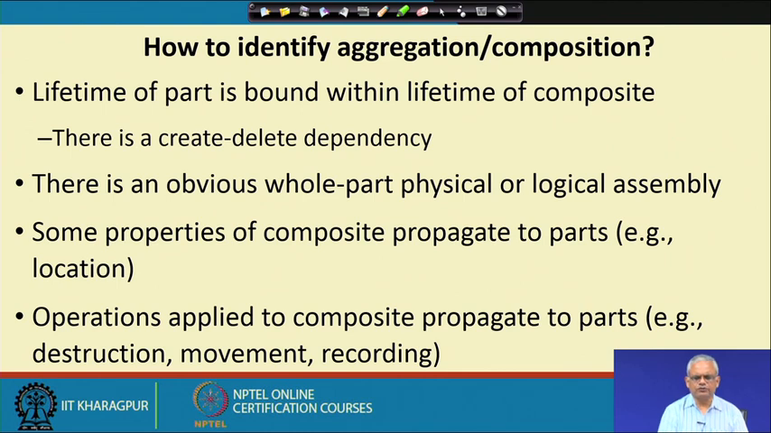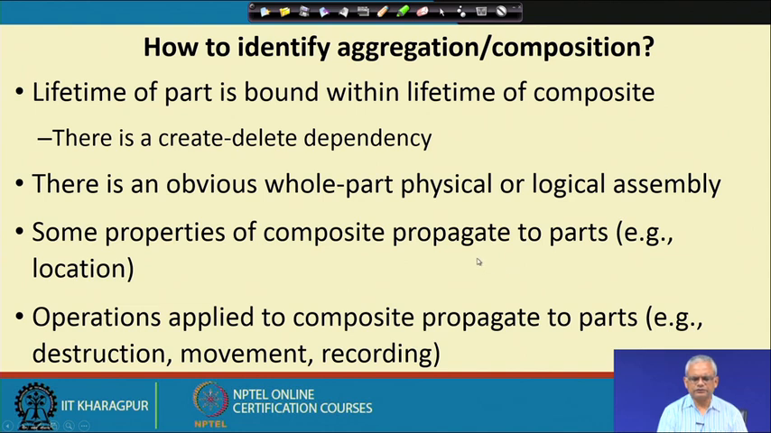There must be an obvious whole part relationship, and some properties of the composite propagate to the parts, then it is either an aggregation or composition. For example, let us say a car is an aggregate of its parts, engine, chassis, etc.